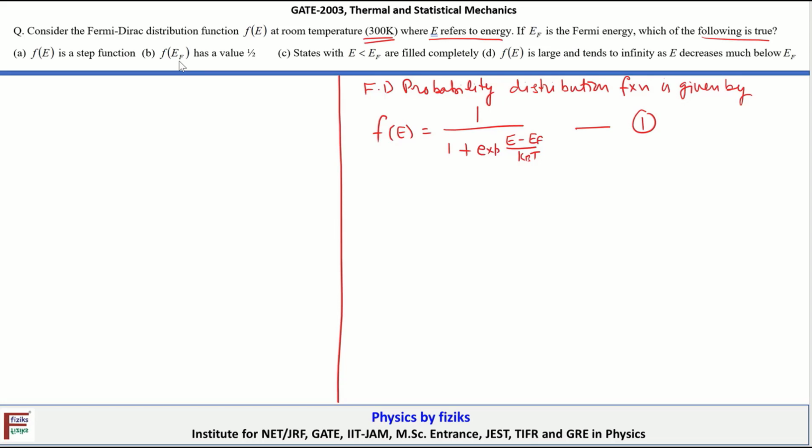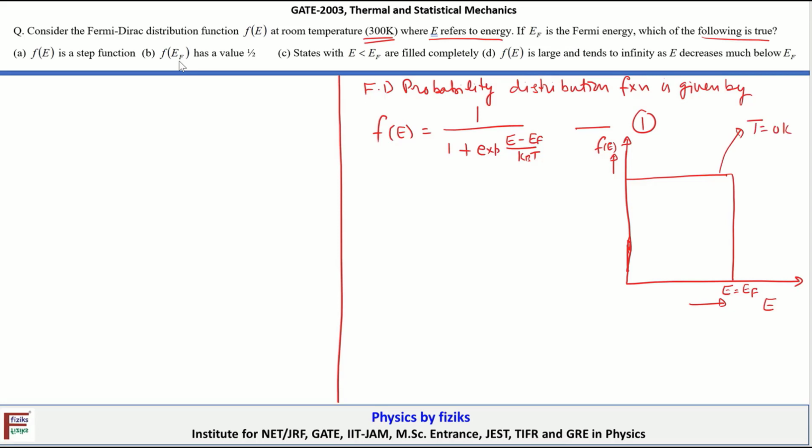Now I'm going to make a plot for this function under two different conditions. One at absolute zero, which is a straight line. Let the y-axis represent f of E, and along the x-axis we have energy. Let me draw it first, and then I will come to the explanation. This transition point corresponds to E equal to EF, and this curve corresponds to T equal to 0 Kelvin. Let's first try to understand the property of this equation 1 at absolute 0.